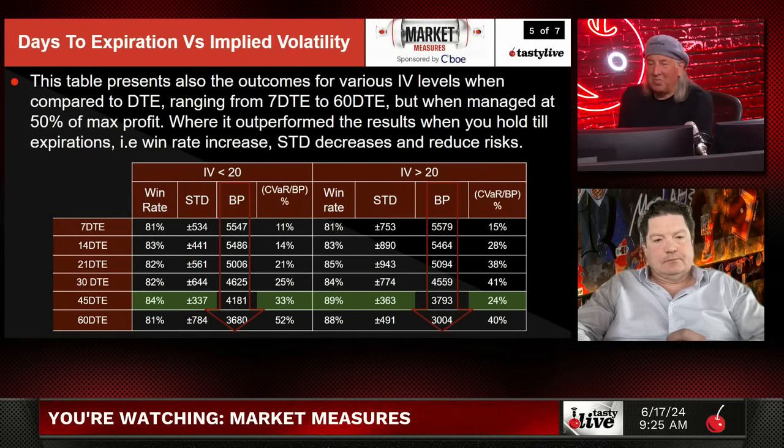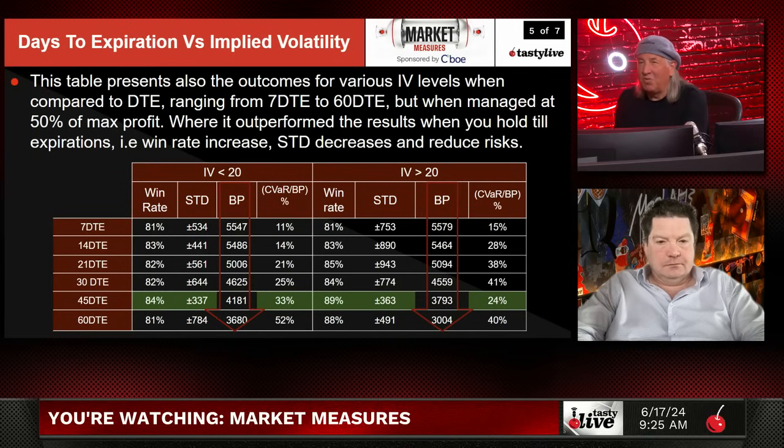This table presents also the outcomes for various IV levels when compared to days to expiration when managed at 50% of max profit. Now remember, the last one was when we held all the way to expiration. But what we're doing here now is we're managing at 50% of max profit. We managed at 21 DTE, but whatever, 50% of max profit just was easier for the calculations. Where it outperformed the results when you hold until expiration, the win rates increase, standard deviation decreases, and it reduced the overall risk. So when you manage earlier than holding to expiration, this one becomes much more apparent.